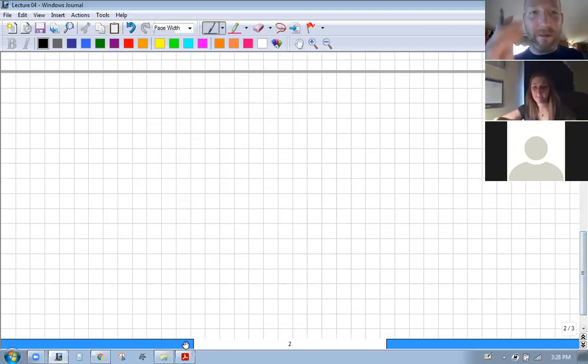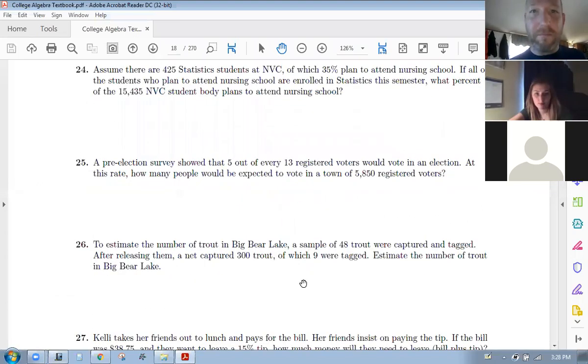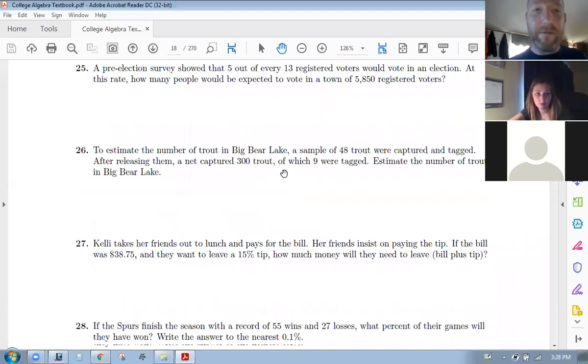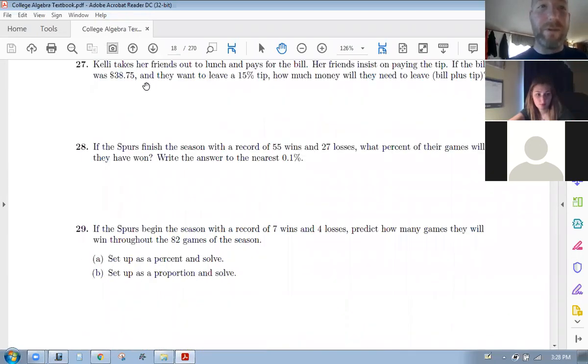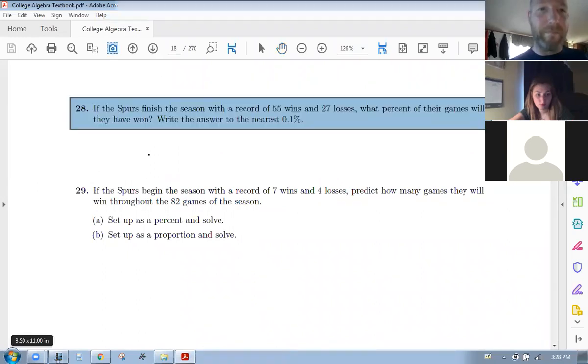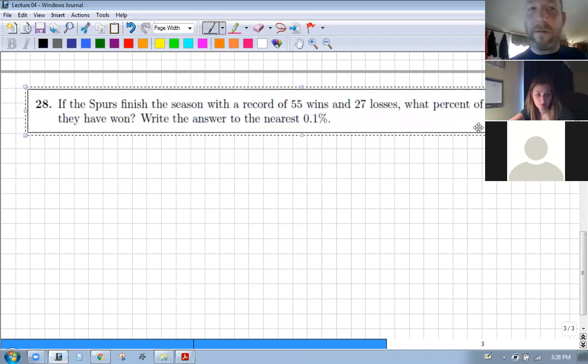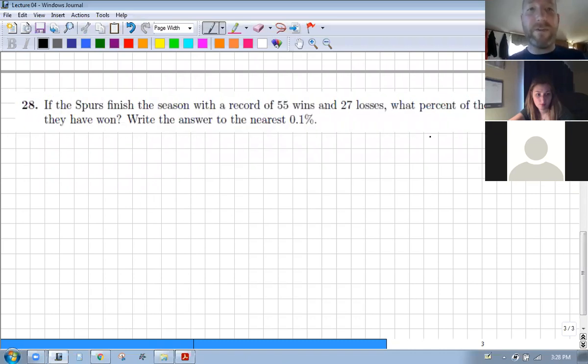We are in the textbook here on page 18, I believe. And we're on number 28. All right, if the Spurs finish the season with a record of 55 wins and 27 losses, what percentage of their games will they have won? Round to the nearest 0.1%.